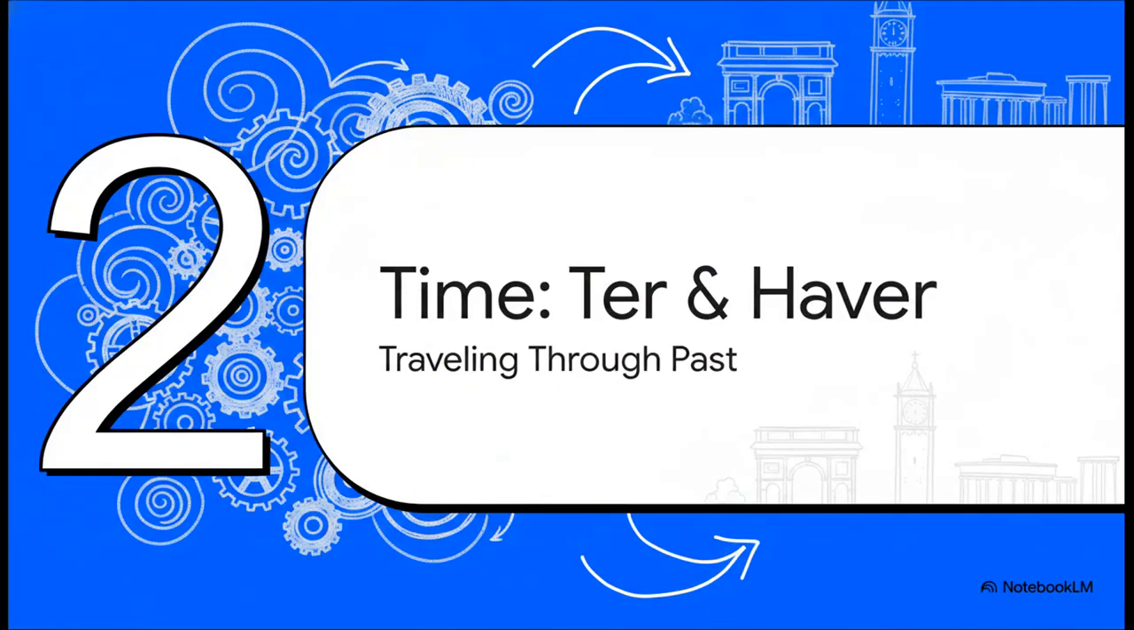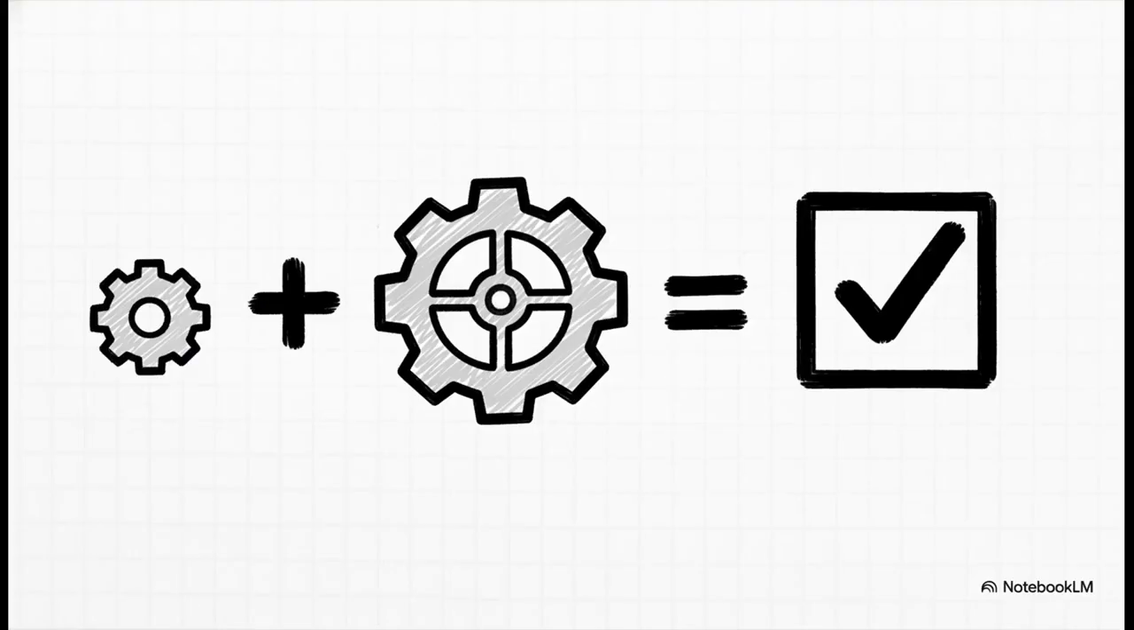Section 2. Time, ter and haver. Let's crack open our first set of tools to travel through past actions. What's kind of fascinating here is how mathematical it is. It's literally just a formula. You take your auxiliary verb, either ter or haver, and you add the past participle of your main verb. The result? A compound tense. This is your absolute go-to formula for talking about completed actions, things that are just totally wrapped up.